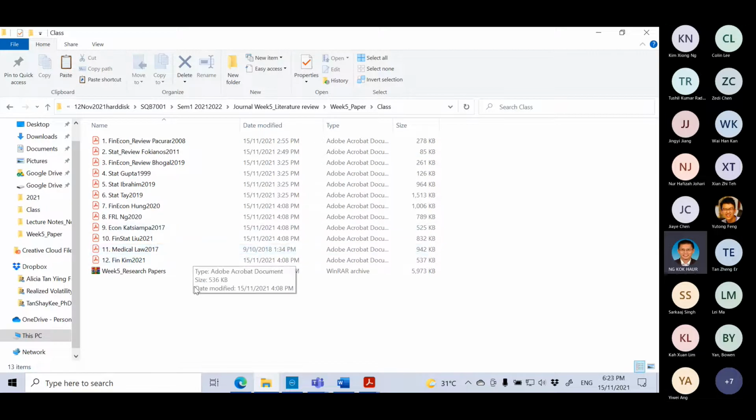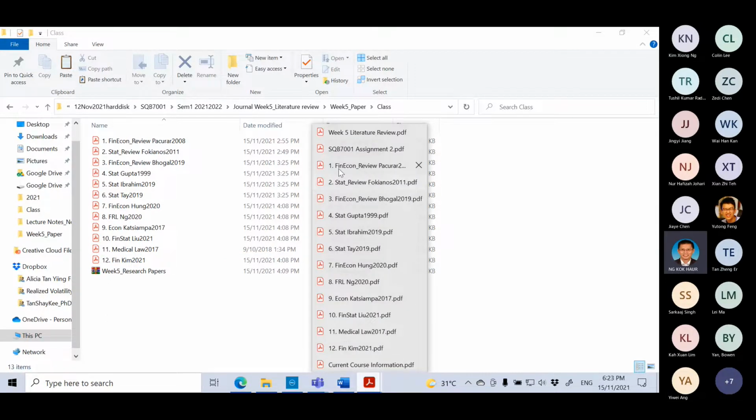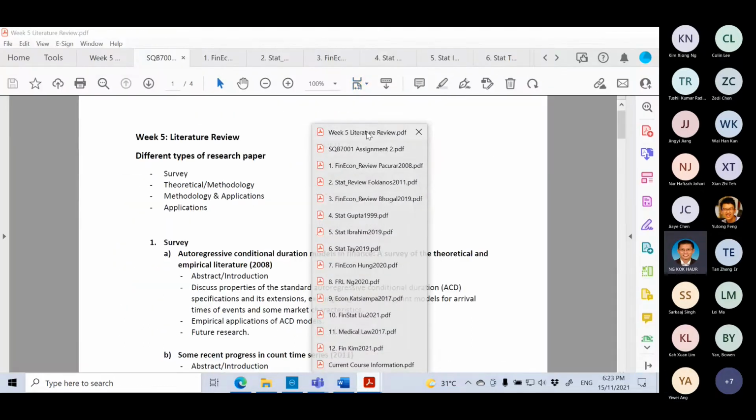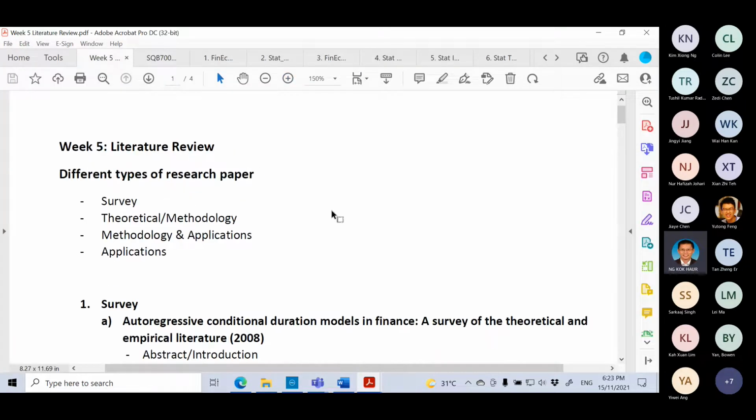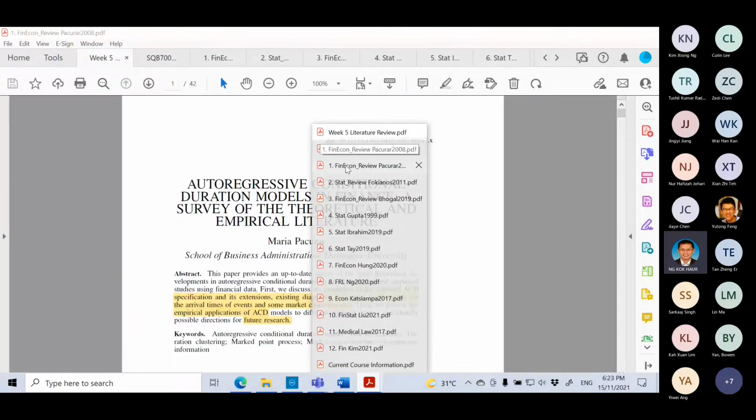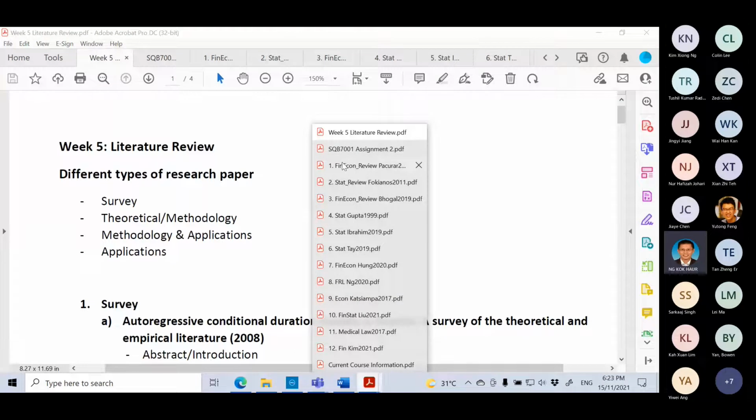Okay, so these are a few examples. The 12 research papers where the nature of the research is of course different, and the content itself will be different. For the research papers I have given to you, later on I will tell you one by one. I think everybody has all the 12 papers here.